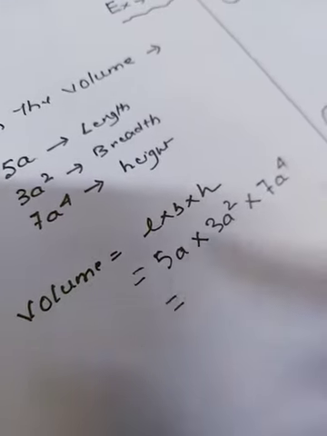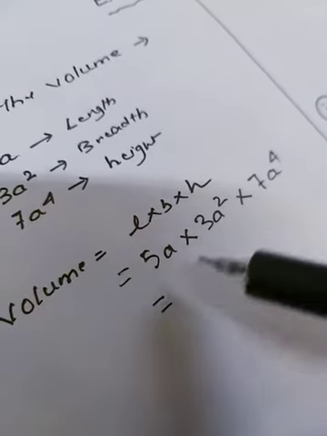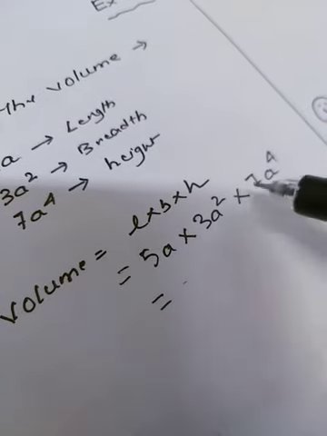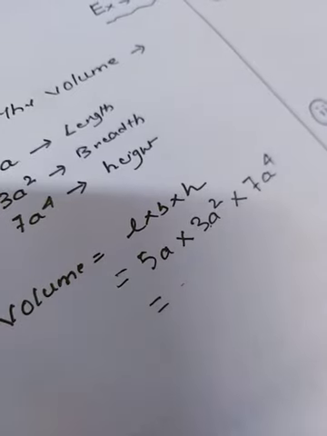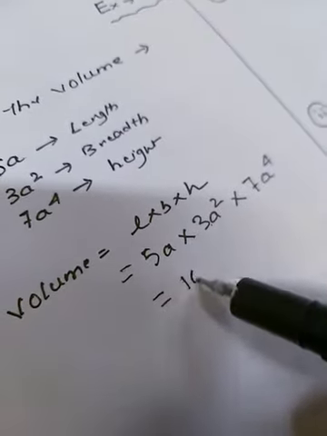Now the first thing we'll do is multiply the sign. As all the expressions are carrying the positive sign, the answer would be in positive sign only. Then we'll multiply the numbers. 5 threes are 15, and 15 into 7 is 105. So the answer would be 105.